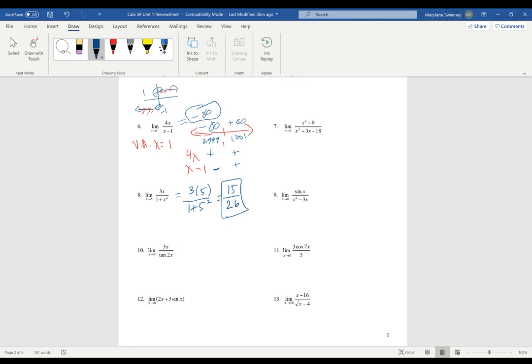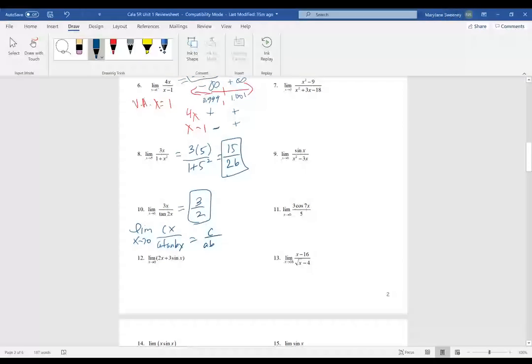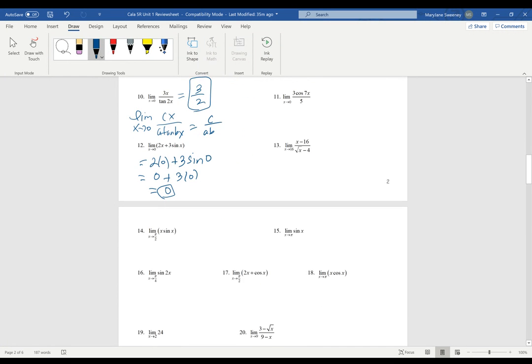Next one is just that rule. So it'd be 3/2. So we would say sometimes the limit as x approaches 0 of cx over a tan bx would just be c over ab. 12 is just to plug it in. 0 plus 3 times 0. That is 0.